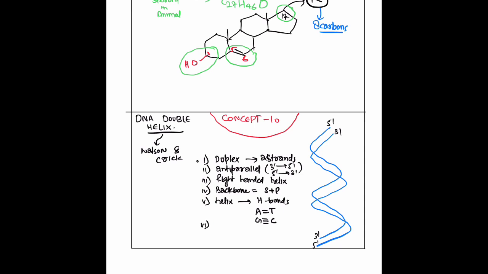The sixth point is there are 10 nucleotides or base pairs per turn of the helix, and the pitch of the helix is 34 angstroms, which is calculated by the distance between the two base pairs, which is 3.4 angstroms into 10. And each base pair turns by an angle of 36 degrees, which can be easily calculated by 360 divided by 10. 360 is the total angle and 10 are the nucleotides per turn.